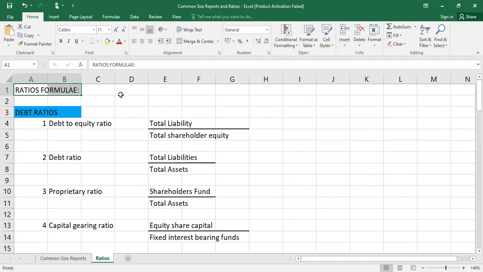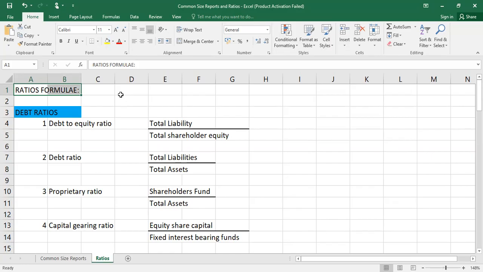Now, for you to be able to understand the interpretation of each and every particular ratio, I will share another PDF document for the ratios to your WhatsApp groups, so that you can get a little bit of background for each ratio and then interpretation for each ratio.